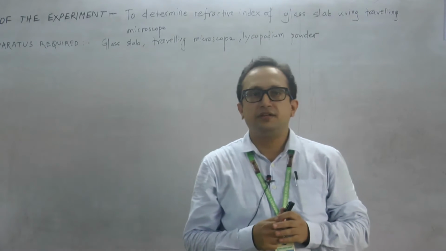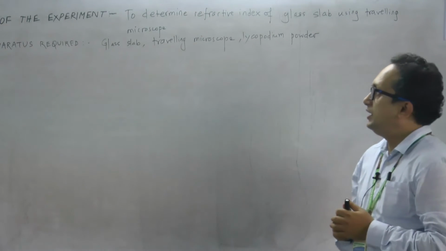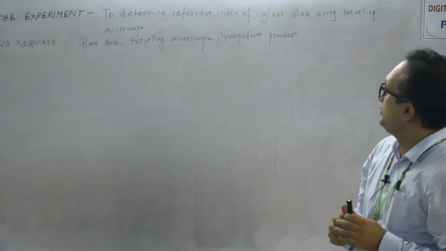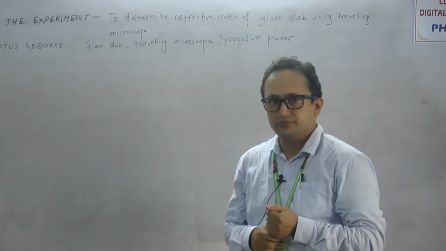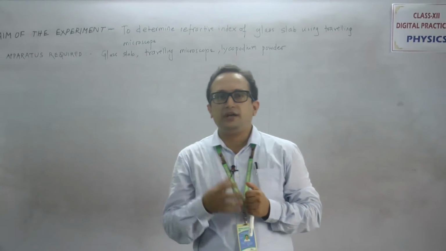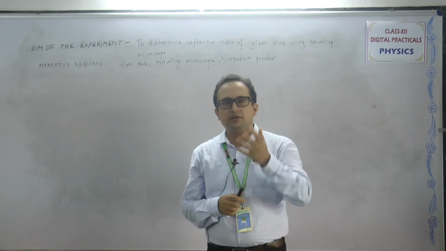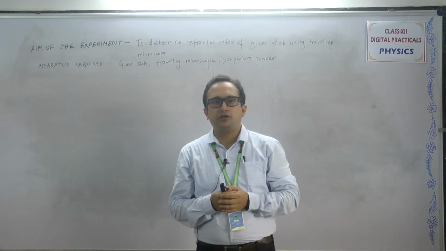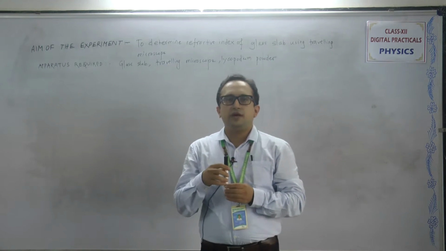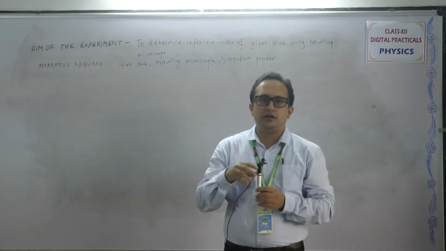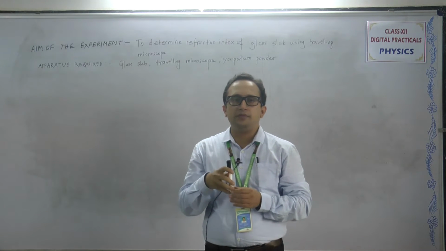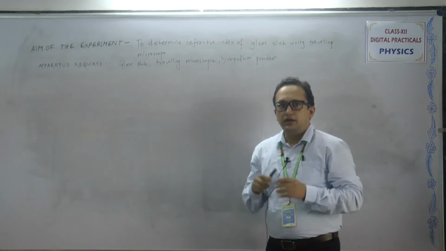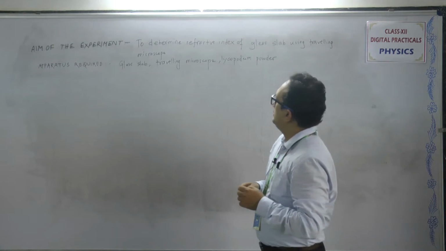Welcome back. The next experiment that we are going to conduct is to determine the refractive index of a glass slab by using a traveling microscope. There are different techniques of determining the refractive index of a material. Here we are going to use a variant of the compound microscope, also called a traveling microscope, where, as you will be seeing in a little while, the simple microscope can move up and down, and using that we are going to determine the refractive index.